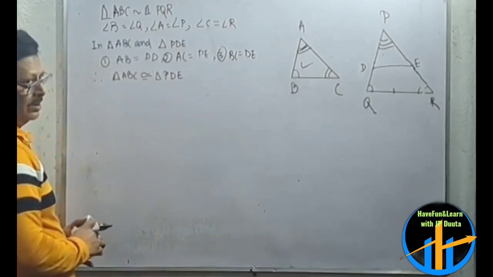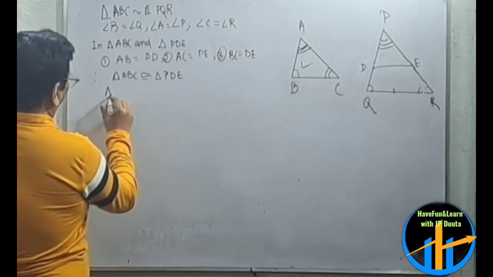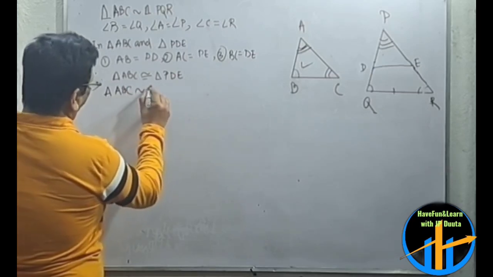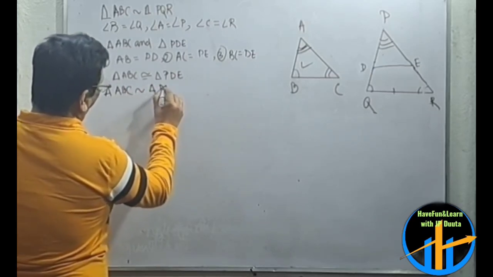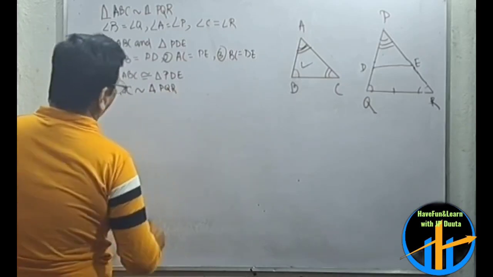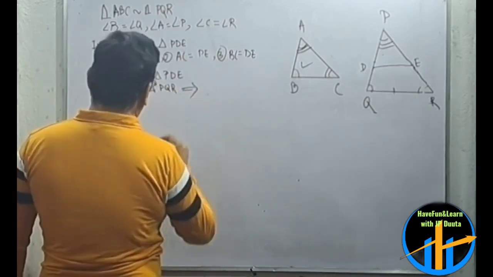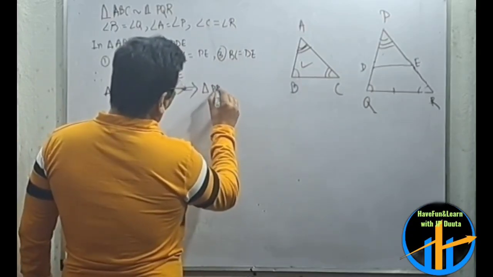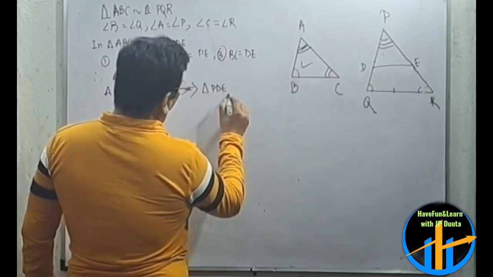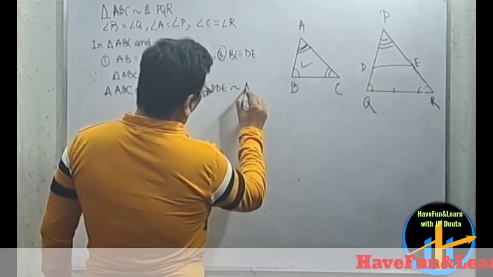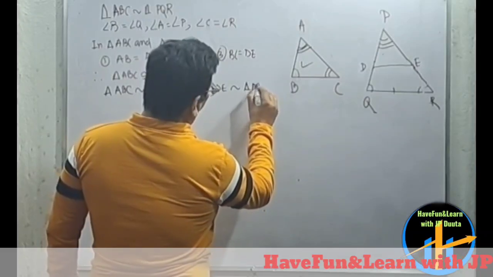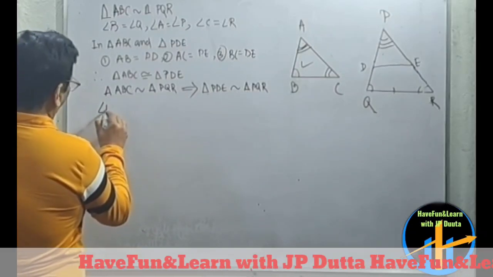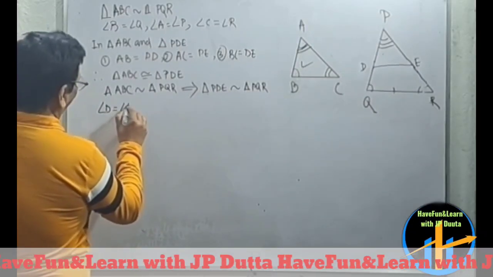Correct? Now, since triangle ABC is similar to triangle PQR, implies triangle PDE is similar to triangle PQR. So if that is so, then angle D is equal to angle Q.